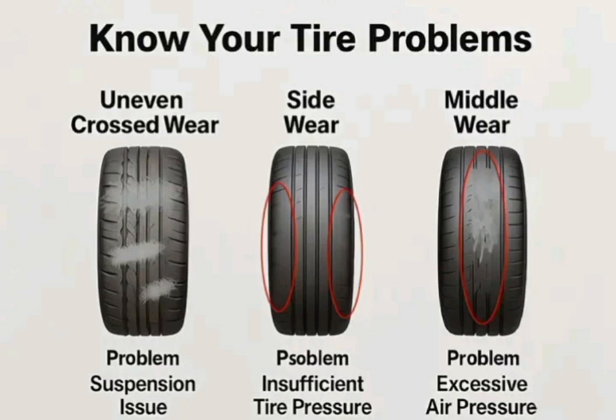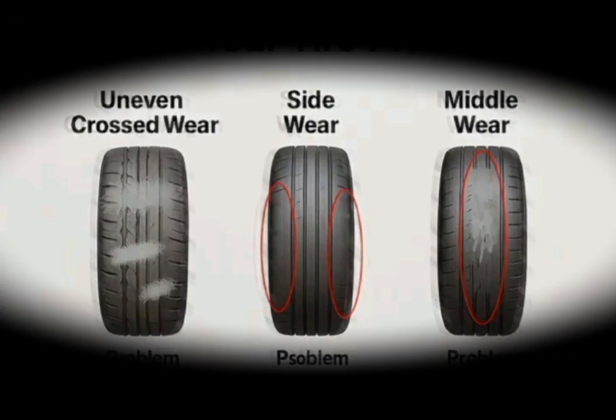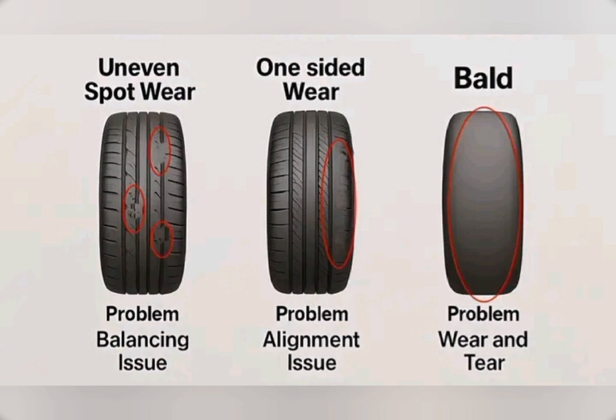3. One-sided wear, camber wear. Cause: misaligned wheels or worn suspension. Effect: one side of the tire wears faster. Fix: get a wheel alignment.